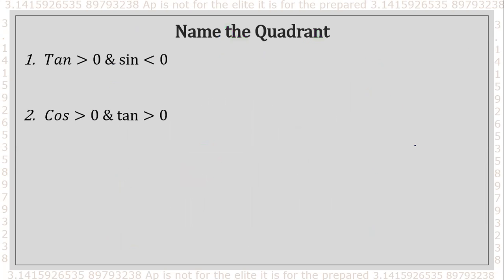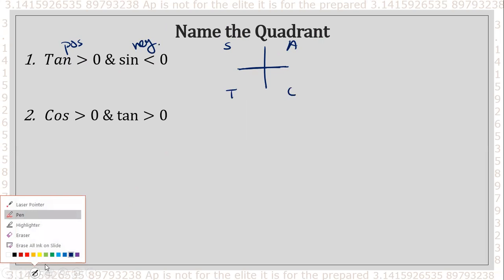Okay, so let's go ahead and try that. Go ahead and write down a little x and y coordinate plane, and we're going to analyze this. Right here, we're seeing that tangent of theta is greater than 0, so this is positive, right? On the other hand, we have sine of theta less than 0, so it's negative. Referring to our All Students Take Calculus, let's go ahead and identify these.